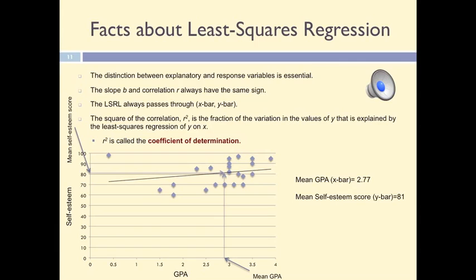The first one is that the order of the variables is very important here, and that we have to make a clear distinction between the explanatory variable, which is represented on the x-axis, and the response variable, which is represented on the y-axis.